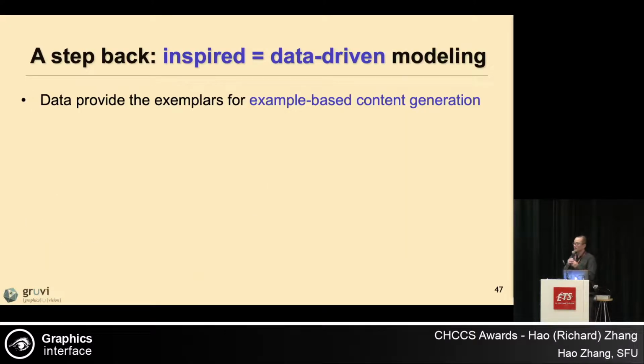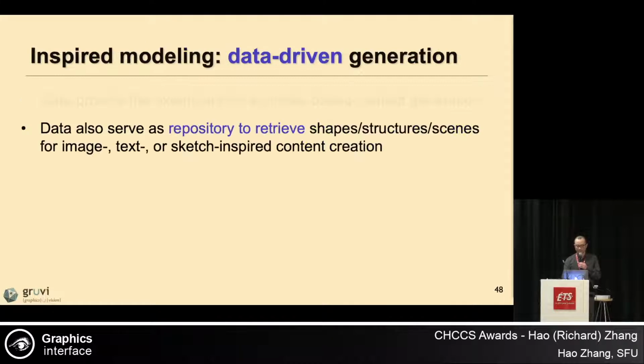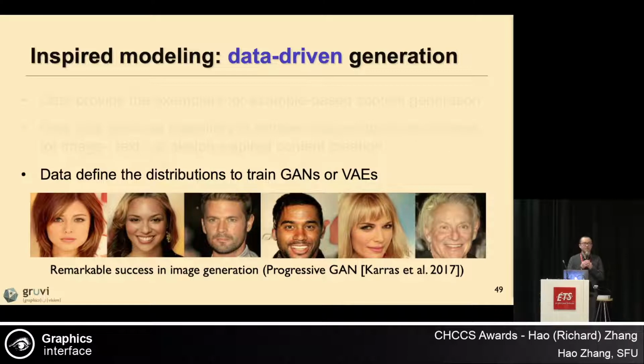So we can take a step back, right? Let's just do data-driven or data-inspired modeling, where the data can provide examples for example-driven synthesis, and data can be a repository for retrieval, and certainly data can form the training set to train your GAN or your variational autoencoders. There has been a lot of success.